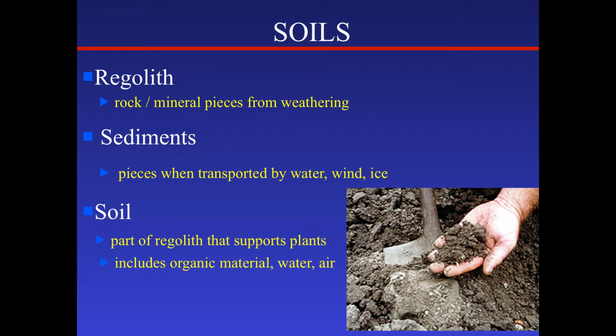We call it topsoil sometimes. It includes organic material and water and air. We know about the air, pore spaces. We know about the water in the pore spaces. Organic material is anything that has died and decomposed, just like in biology. So decaying plants and animals. And that area always looks a little darker.